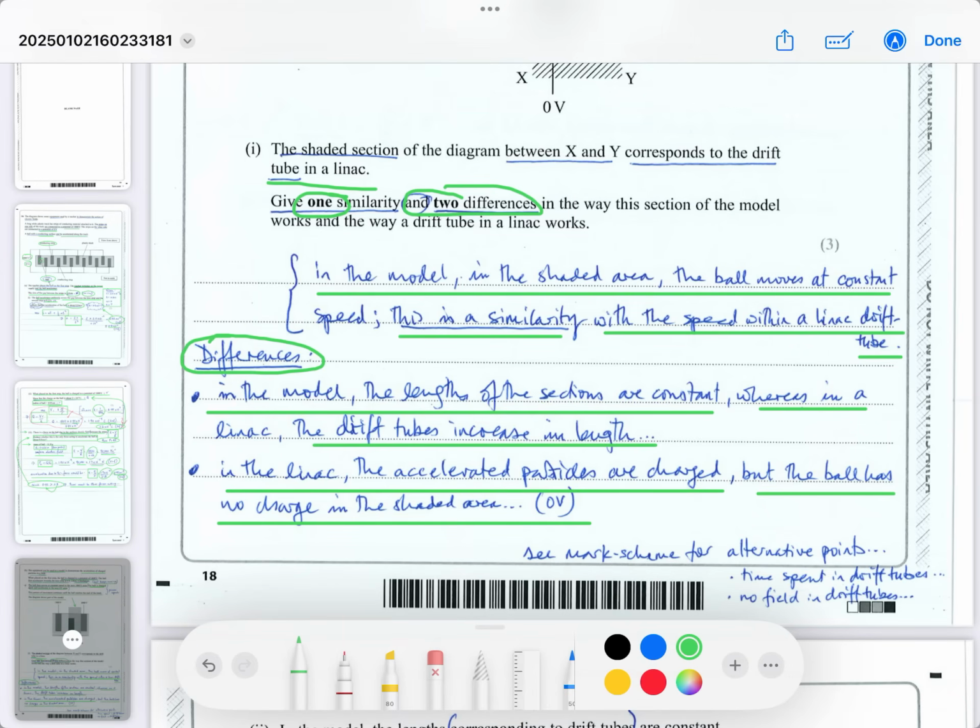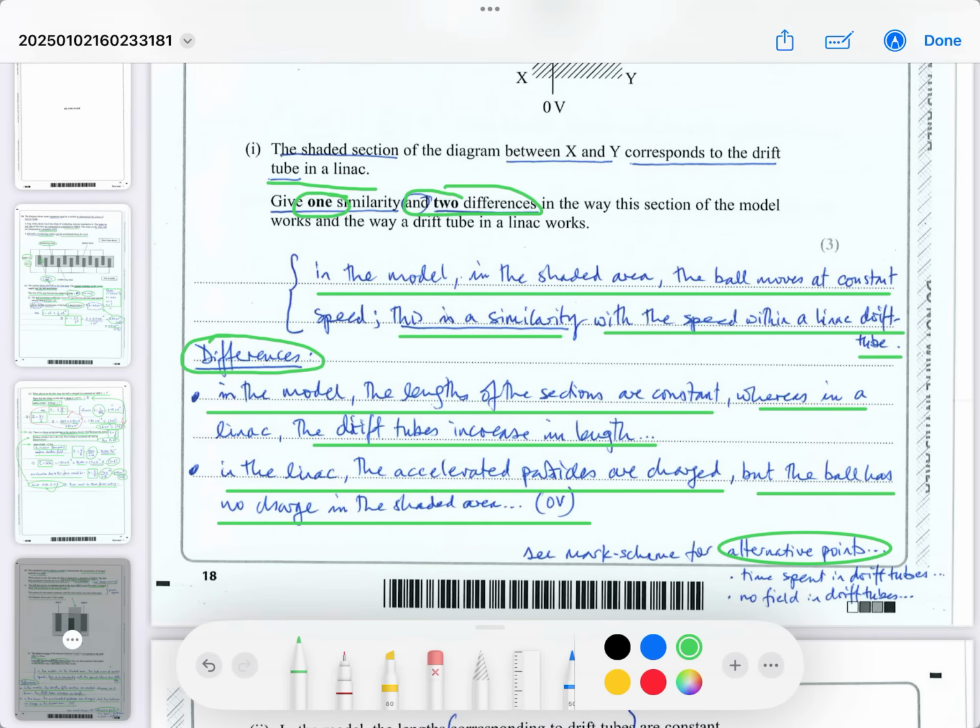Now, if you actually eventually do see the mark scheme, I haven't got the mark scheme in this PDF. If you do see the mark scheme, you will notice alternative points. Okay? And if you can see the alternative points, or you can make alternative points, these are not the only differences you could note. For example, the time spent in the drift tubes is constant. Yeah? And you have to think, is the time spent in the shaded areas constant? Yeah? Or is the ball continuously speeding up, and therefore it won't be a constant time in the shaded areas?